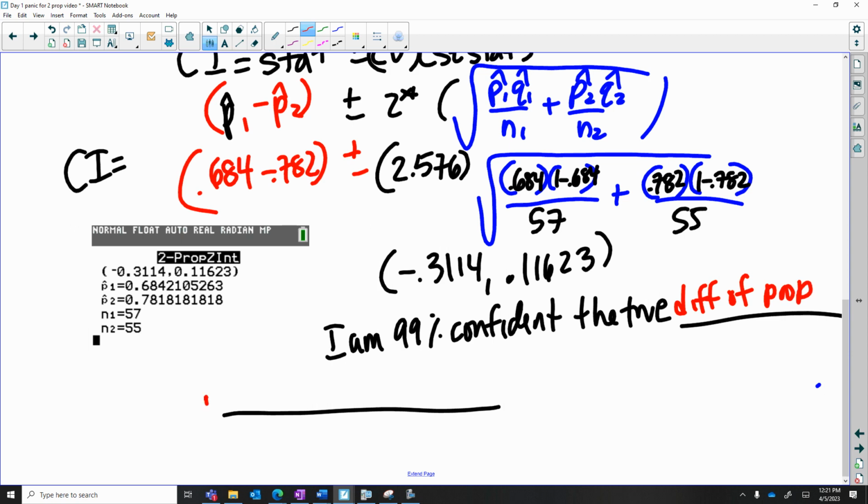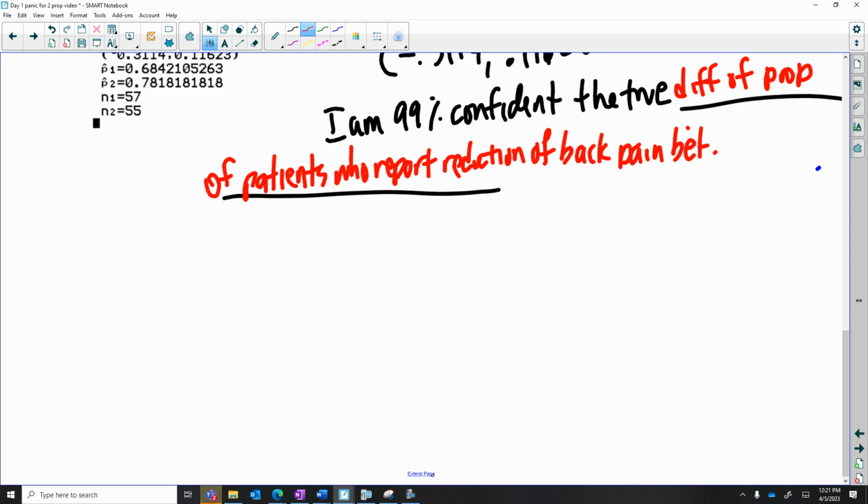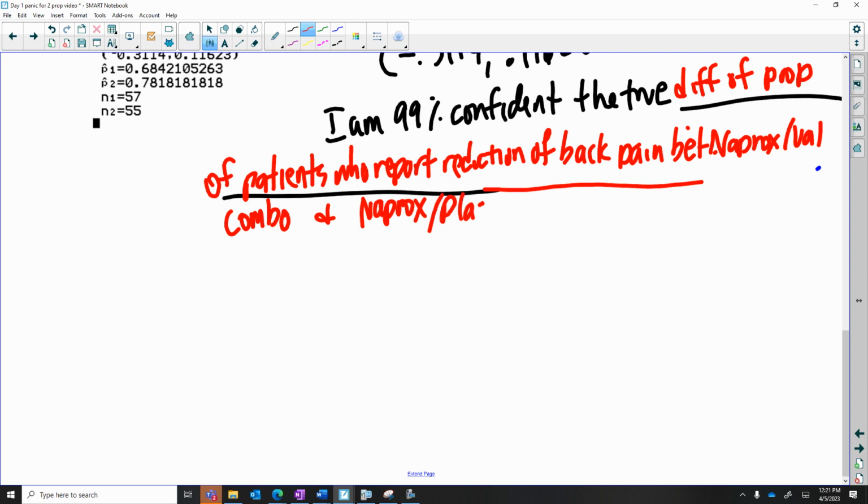of patients who report reduction of back pain between, and we want to put it in the order that we had subtracted it. So we did the between the naproxen and Valium combo and the naproxen placebo combo is between, and then you want to put your blank and blank.